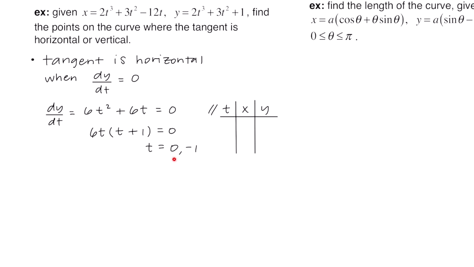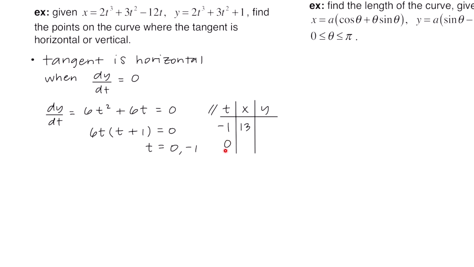Next, we're going to take these values for t and make a t, x, y chart. So we have t equals negative 1 and 0. So we take negative 1 and we're going to plug it in for t up here to find our value for x. So negative 1 cubed is negative 1, times 2 makes negative 2. Negative 1 right here squared makes positive 1 times 3, so that's just 3. And then negative 1 times negative 12 is positive 12. So negative 2 plus 3 and positive 12 makes 13.